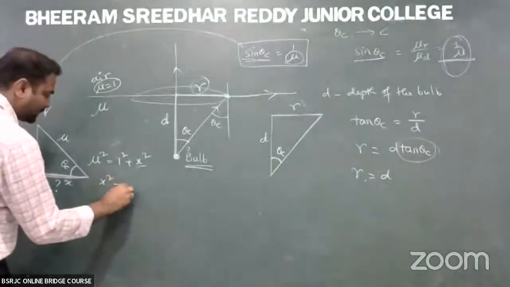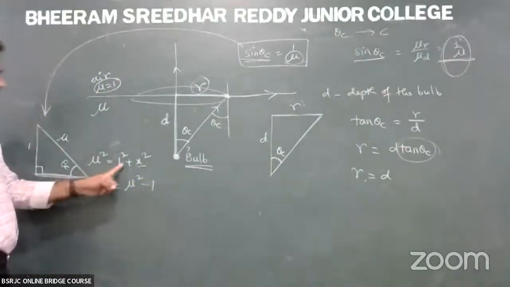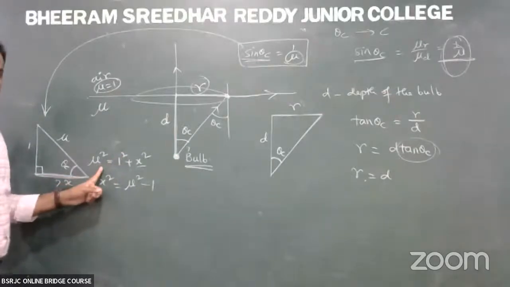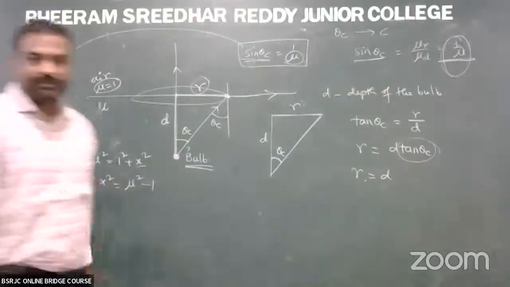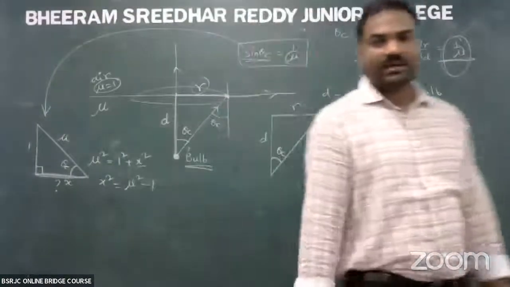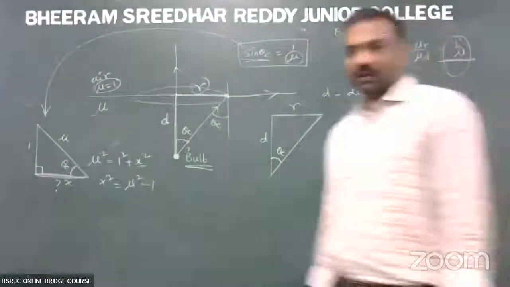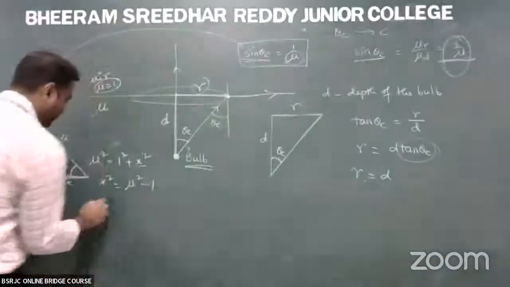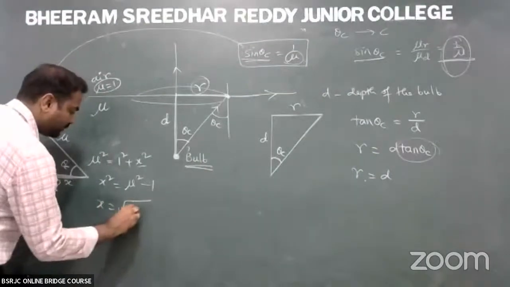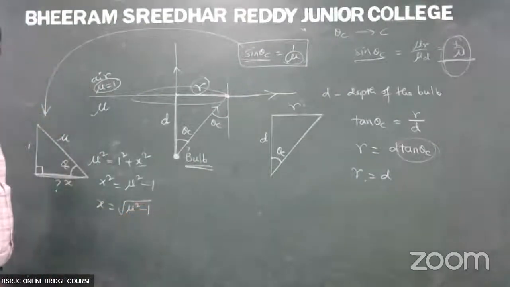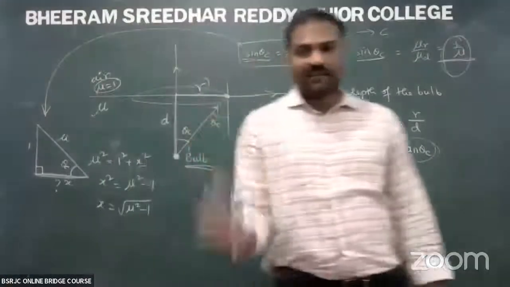So I want to find the x value. Then x square is equal to mu square minus 1. 1 square is 1, take the 1 to the other side. Then x square is equal to mu square minus 1. Then what is the x value? Root of mu square minus 1. Yes, we know the x value now.